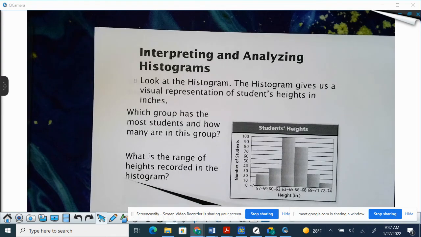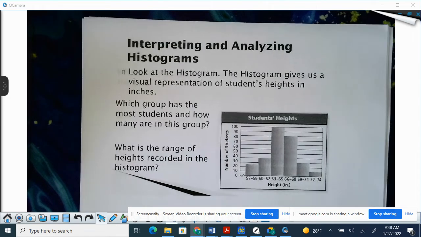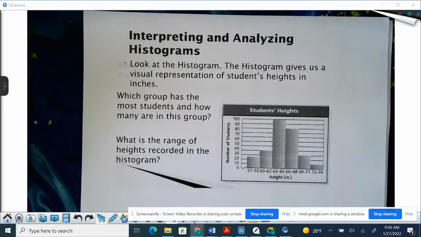So, interpreting and analyzing histograms. This would have been what we worked on Wednesday. If we're looking at these, there are some of these in the EOC release questions, so you will probably see one or two.